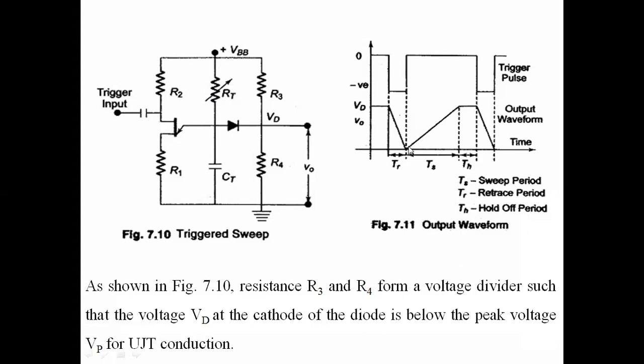So this is called the sweep period. The capacitor is charging in this period. While increasing, the capacitor keeps charging. The capacitor charges until it reaches the VD voltage.